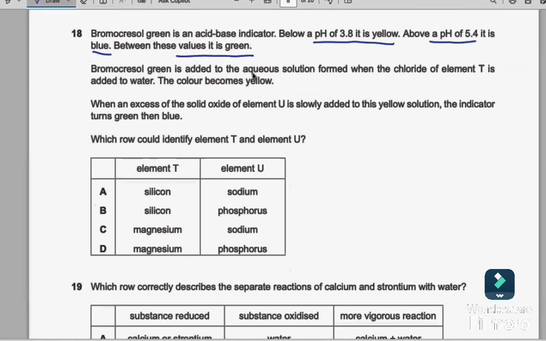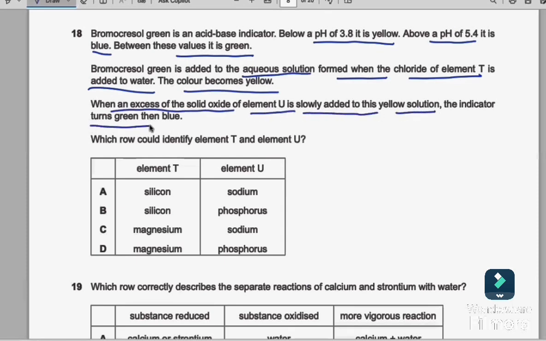Bromocresol green is added to the aqueous solution formed when the chloride of element T is added to the water. The color becomes yellow. When an excess of the solid oxide of element U is slowly added to this yellow solution, the indicator turns green, then blue. Which row could identify the element T and the element U?